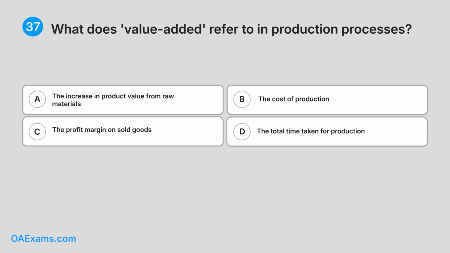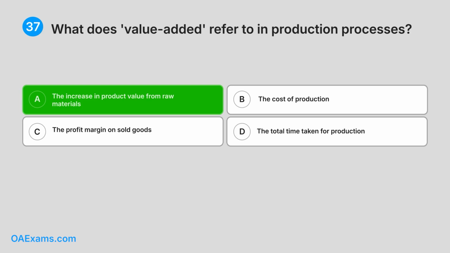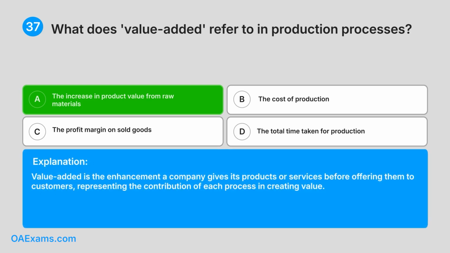Correct answer. A. The increase in product value from raw materials. Explanation. Value added is the enhancement a company gives its products or services before offering them to customers, representing the contribution of each process in creating value.